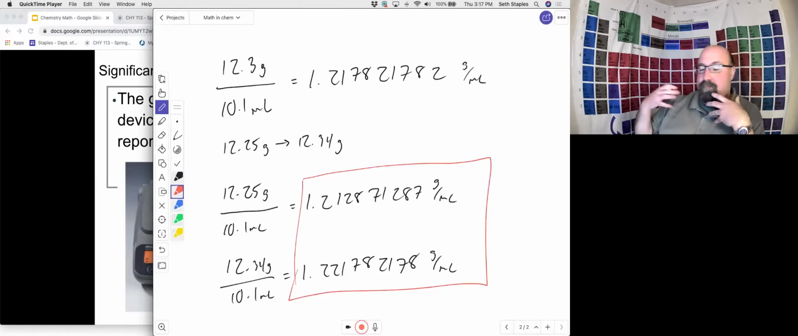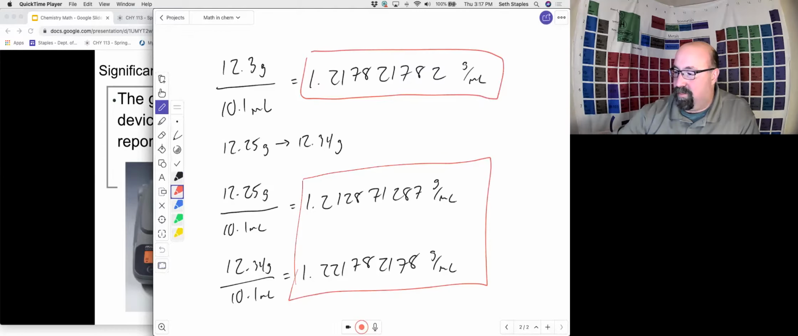And so I know that my actual density is somewhere in between these two. And so that means that it's really unfair for me to report this number, because I don't know the density that accurately. I don't know it because of the limitations of my measuring device.